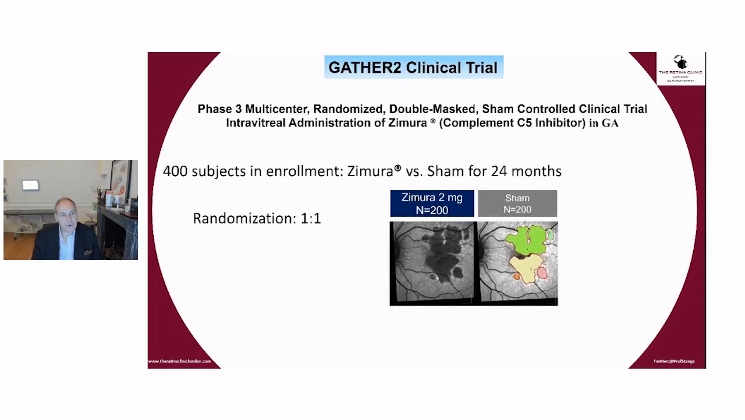There's now an ongoing phase 3 multicenter trial looking at this same drug, Zimura. 400 subjects are being enrolled, and there's a comparison between Zimura versus sham for 24 months with a randomization 1-to-1.